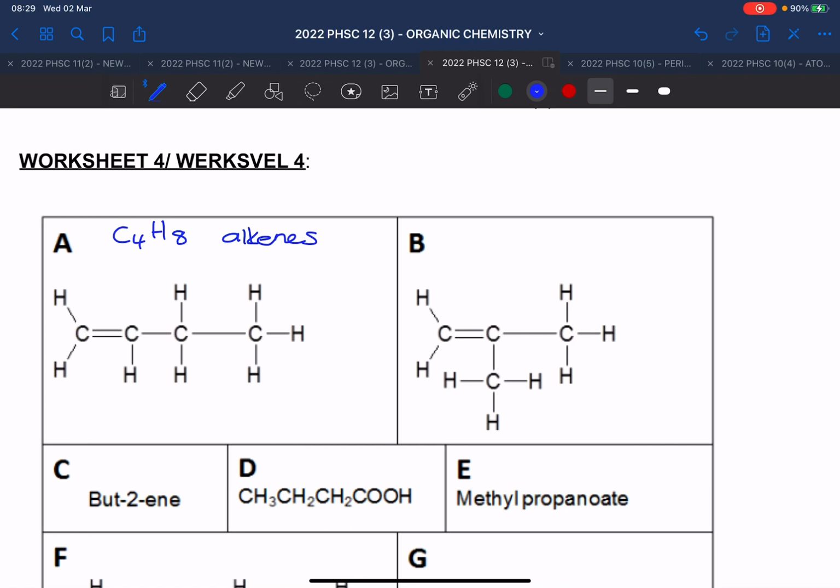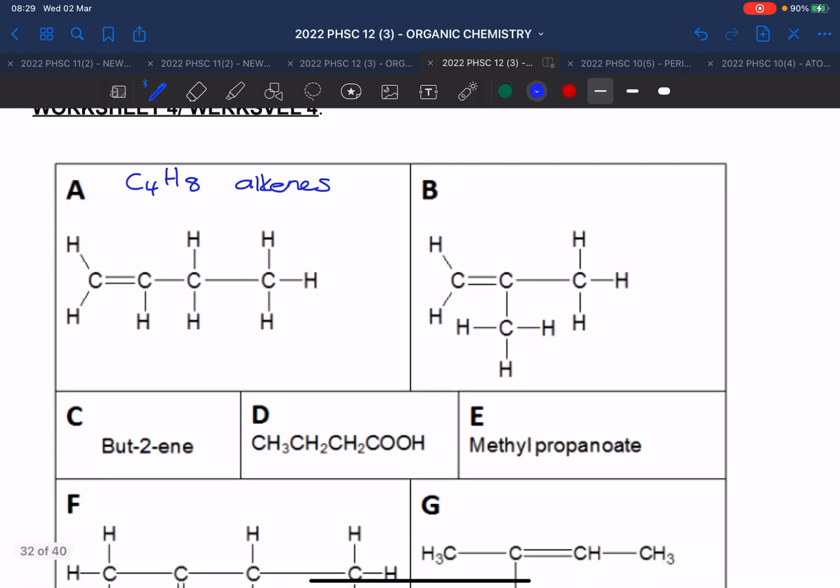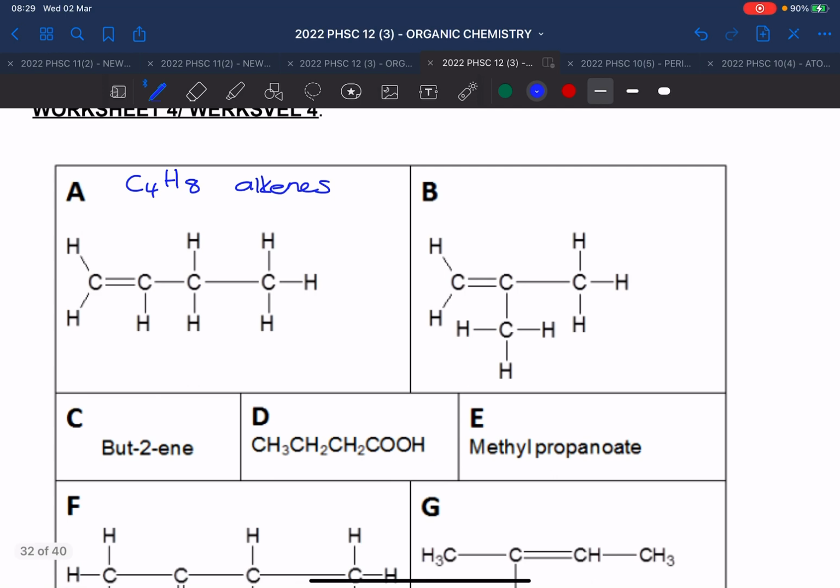Okay, so no, we must do one more part. Right, the next one, the molecular formula. C, H, eight. Okay, and to which homologous series does it belong to?